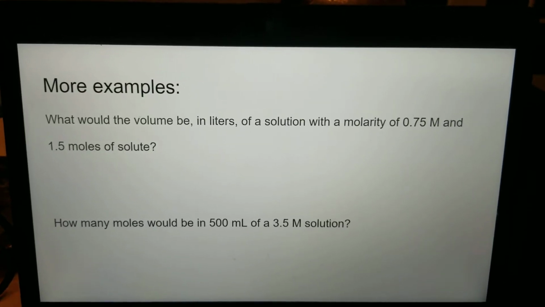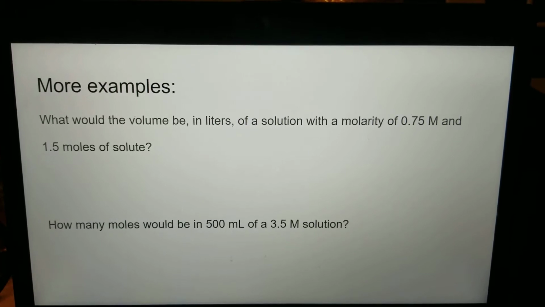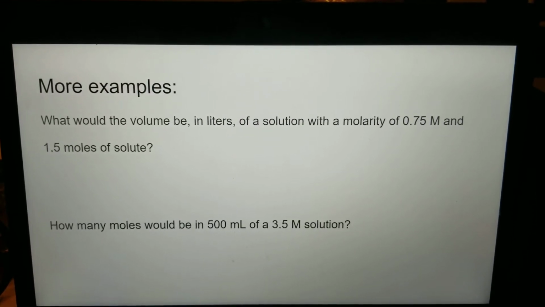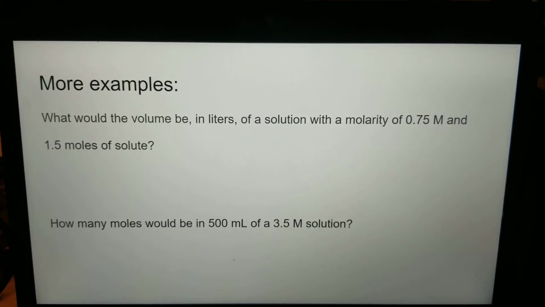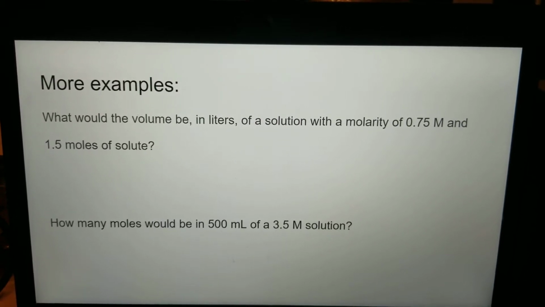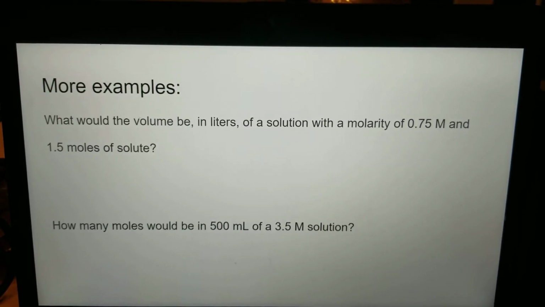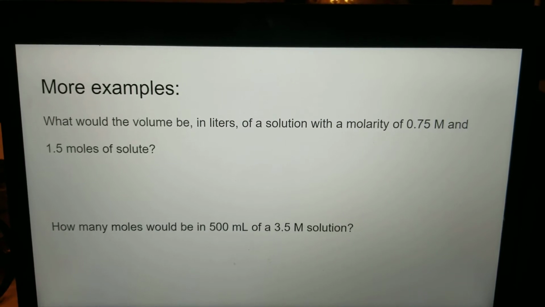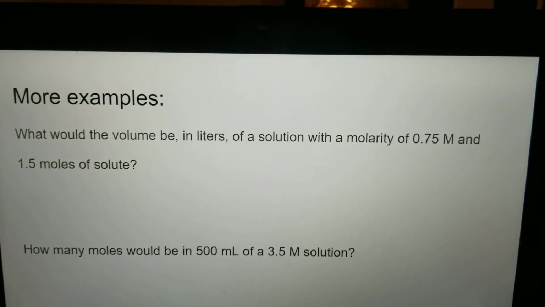All right, we've got a couple more examples. I want to show you how this formula can be used to solve for any of the three variables. Again, molarity is the easiest because it's already equals molarity equals moles over liters. But you could also be asked for the volume, as in the next example, or you could be asked for the moles, which is in the third example.